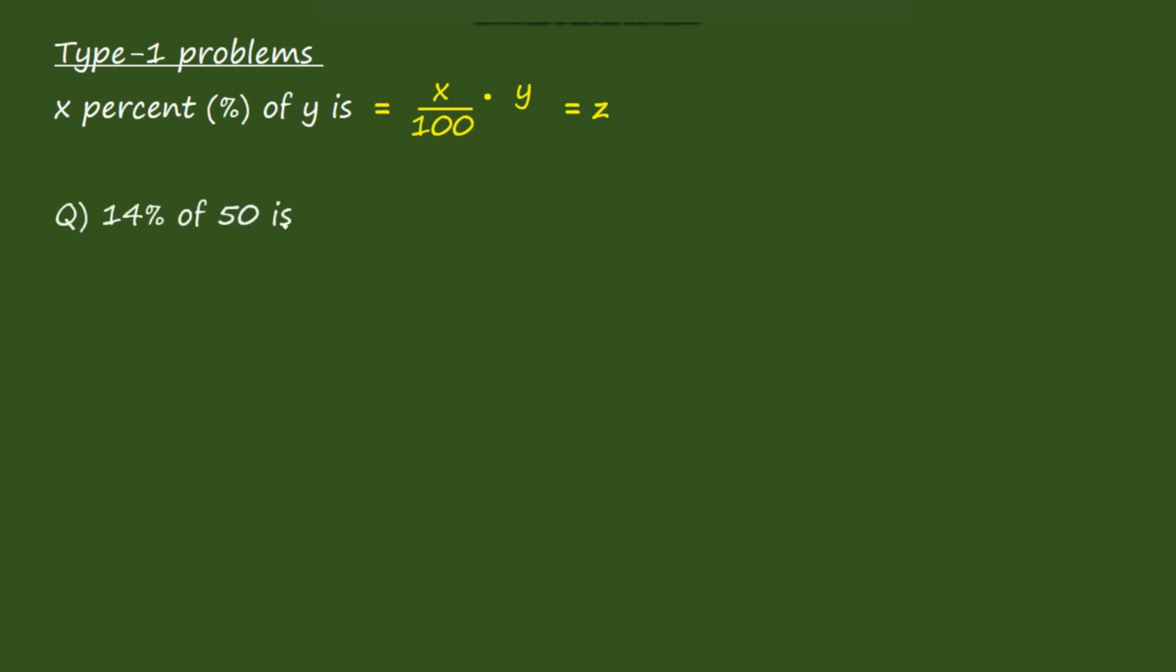14% of 50 is nothing but 14 by 100 into 50. It goes by 2, it goes by 7, which is equal to 7. I'm going to give you an example. Like if there is a village and 50 people are there, and 14% of them are rich, then actually the number of rich people is 7. That's just an example. Come to the second one.